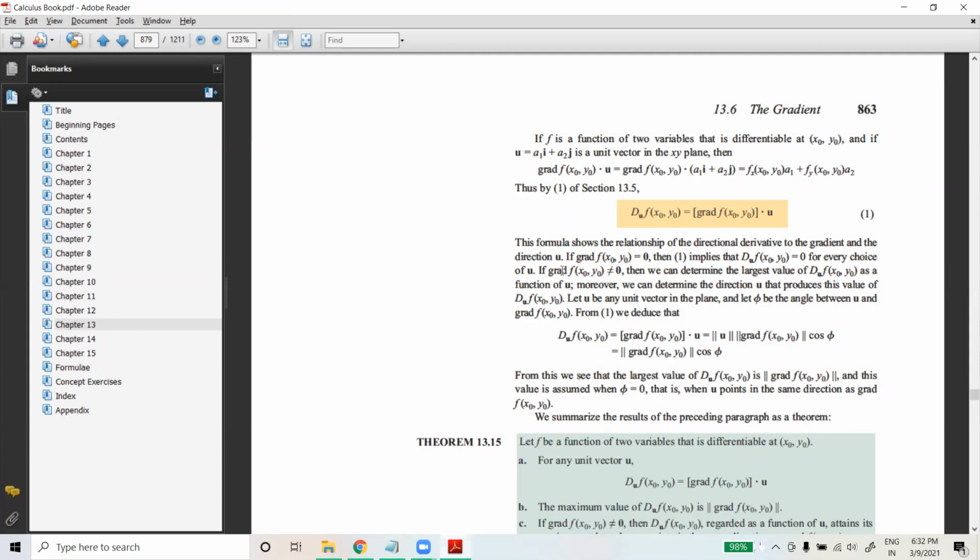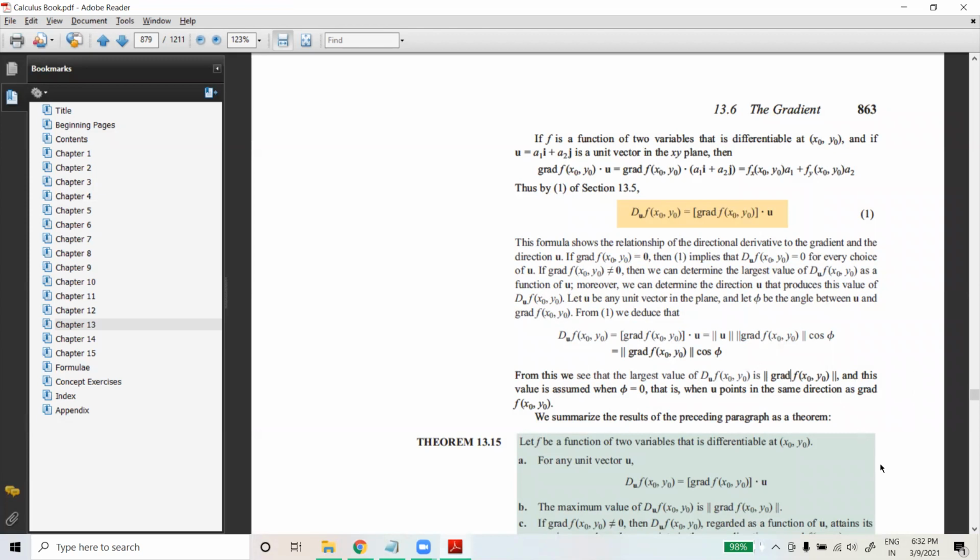Okay, so I understood this also. From this paragraph they are starting to explain that the largest value of the directional derivative, Du, is the gradient itself.